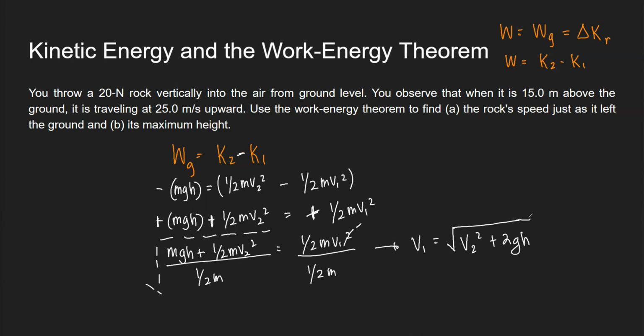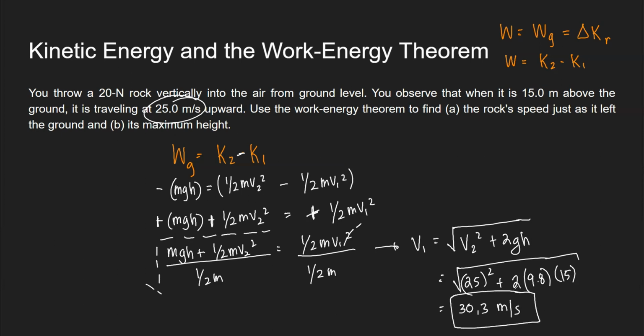Now, knowing that that's our v1, we know that our v2 is actually 25 m/s. So that's 25 squared plus 2 times 9.8 times our 15 meters. Please be careful. If you need to convert, please do so. That would give us 30.3 m/s. That is for letter A.